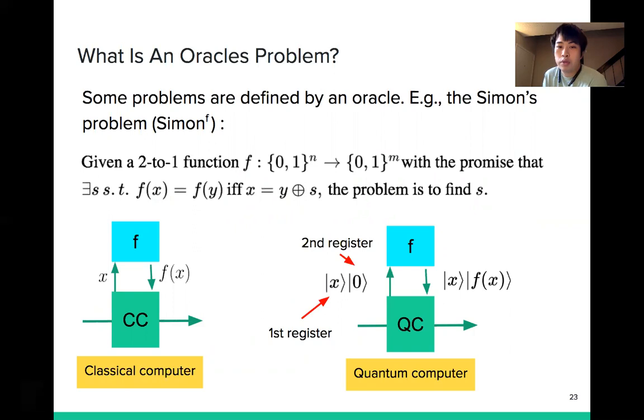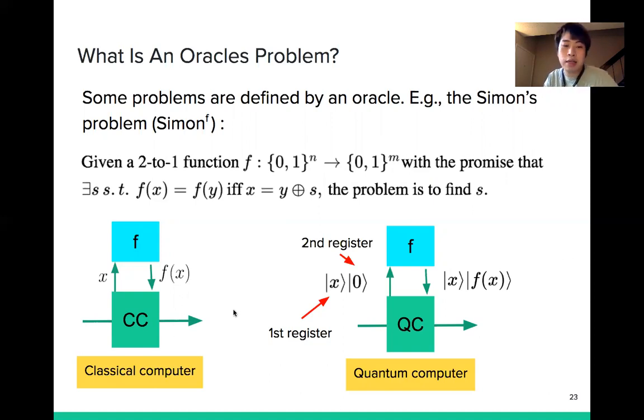This function is from {0,1}^n to {0,1}^n, with the promise that there exists some s such that f(x) = f(y) if and only if x = y or x = y XOR s. And the problem is very simple. Let's try to find s.